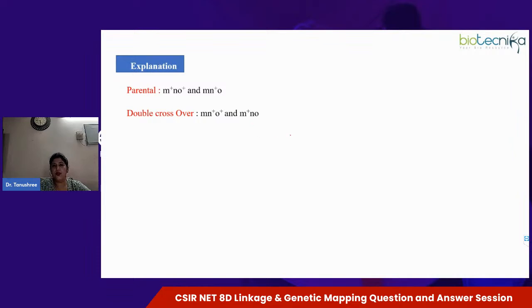So what do you do to find out the gene order? Always compare one parental with any double crossover. You have these two parentals mentioned and these two double crossovers mentioned. So take any one parental and any one double crossover.